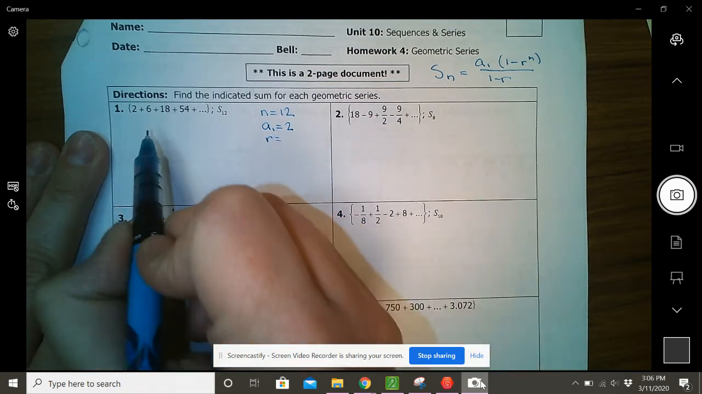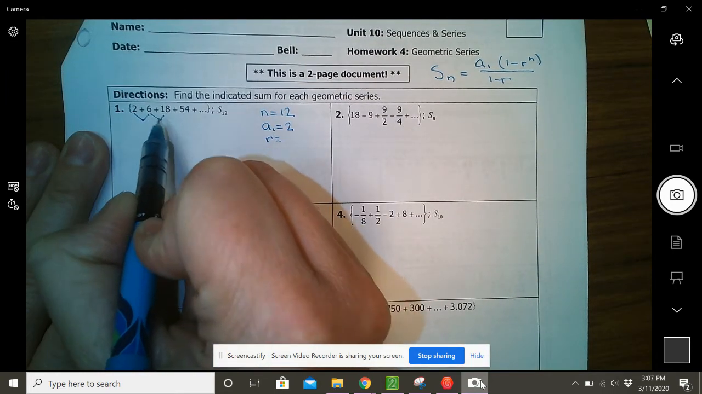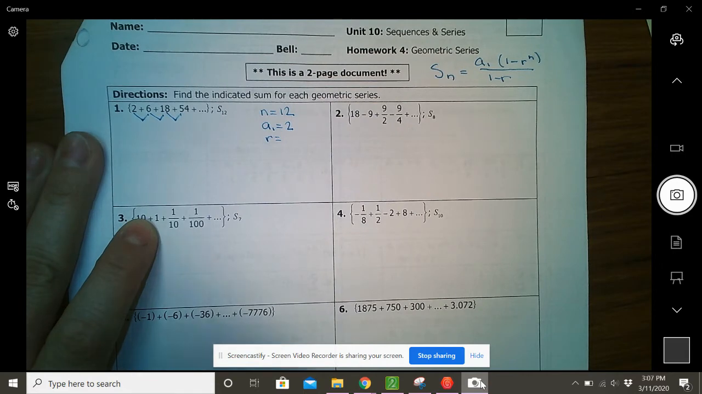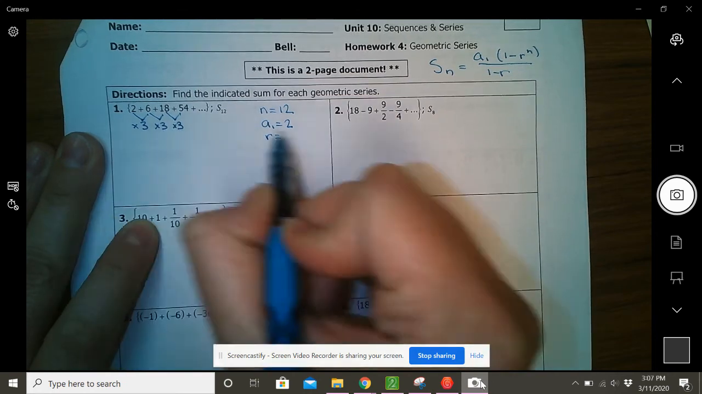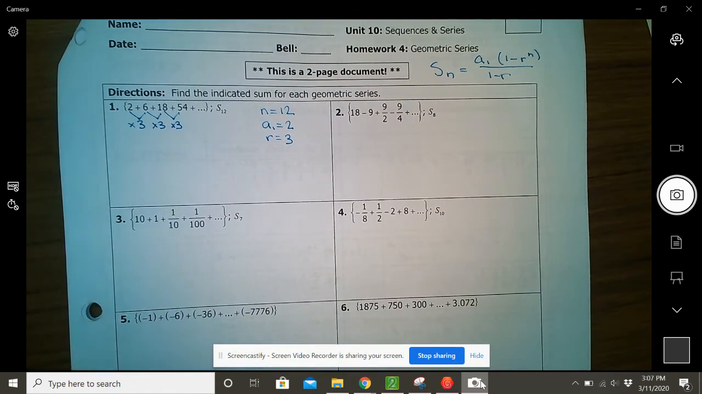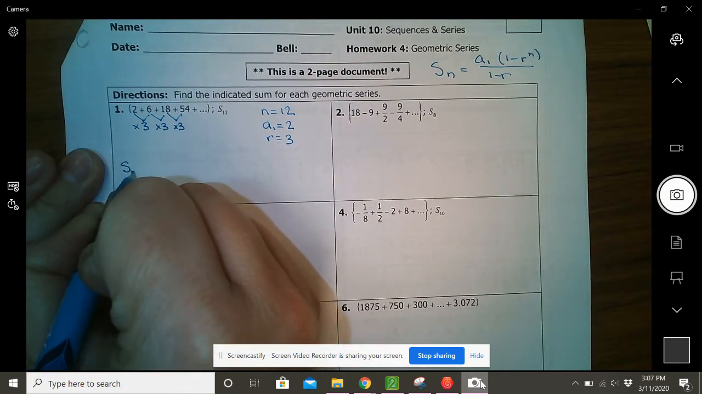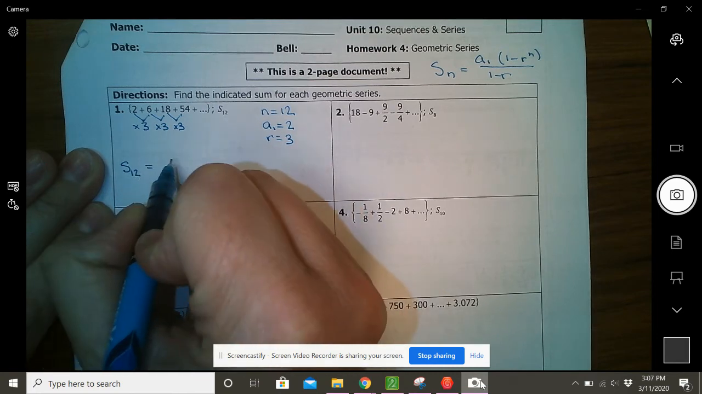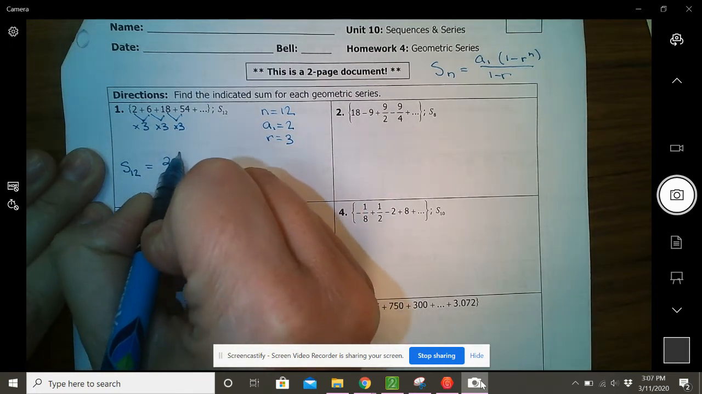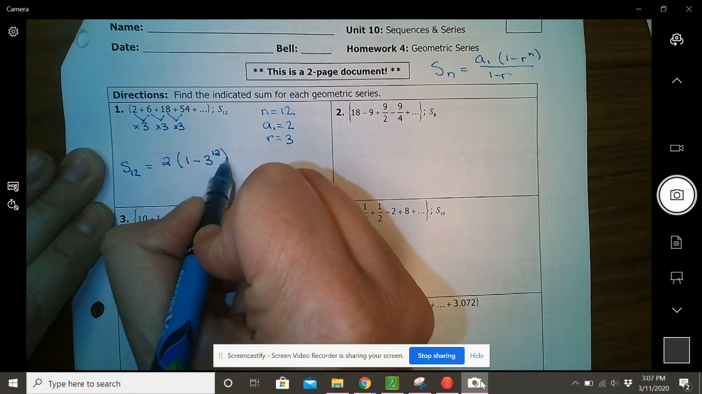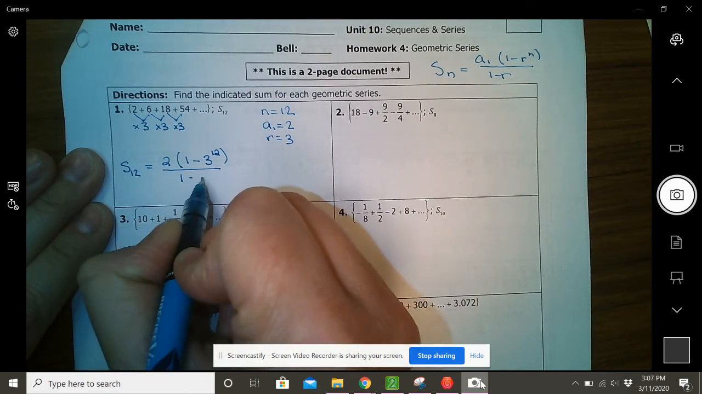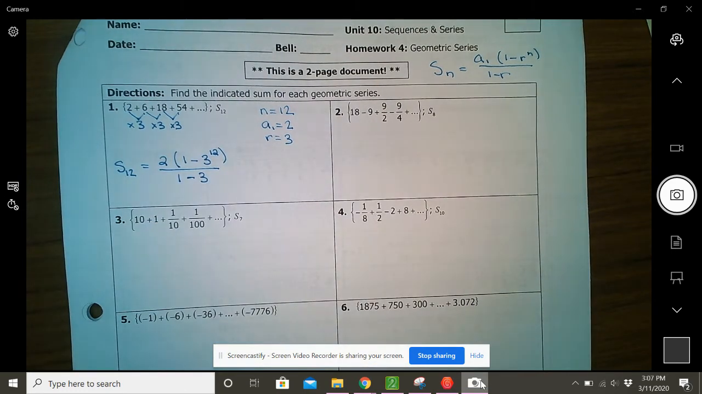So I need to think, what's happening to get from 2 to 6, or 6 to 18, or 18 to 54? Well, for each of these being a geometric series, I'm multiplying by 3. So that makes my R value 3. By the time I get here, I'm ready to plug everything into the formula. I'm trying to find the series total for 12 terms. The original term is a 2. My common ratio is 3. N value is 12. And again, common ratio is 3. So I'm just plugging each value into its location on the formula.